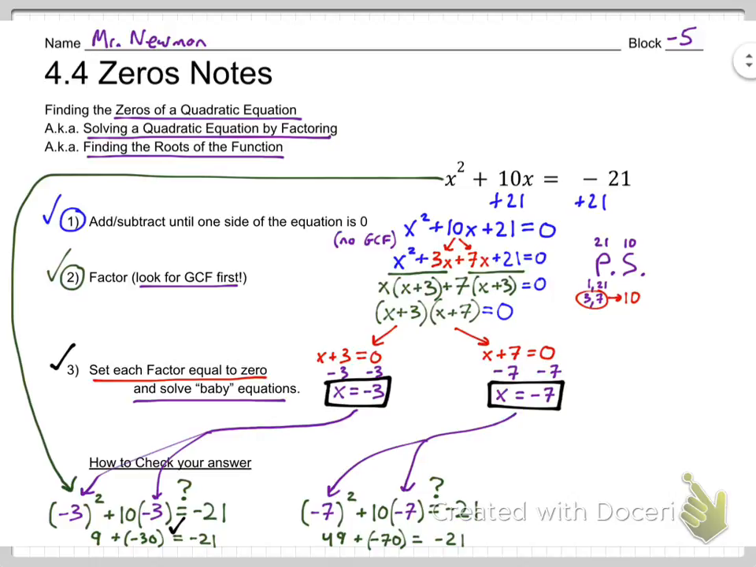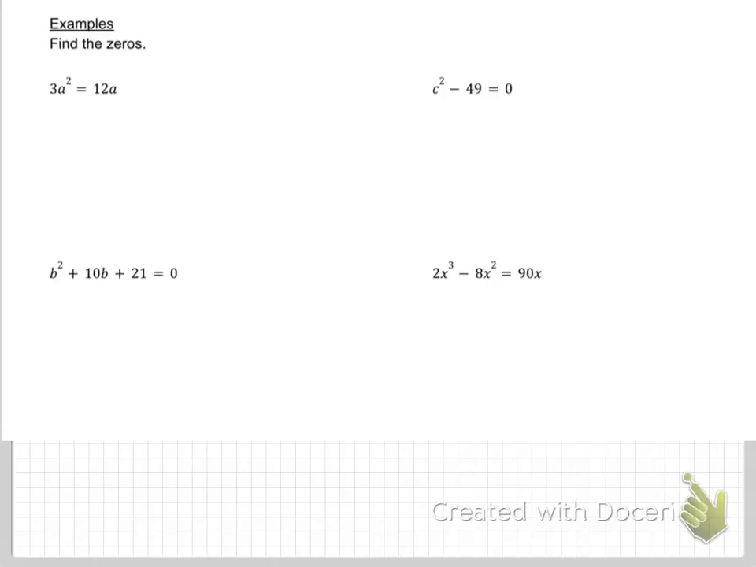These three steps, if you follow them, as long as you know how to factor, will get you the solution for any of the zeros where I ask you to factor to find the zeros. But, of course, factoring can look a little bit different, so let's just make sure we know how to do different types of problems. I'm going to show you a few other types of problems here, these 4 examples, and then you'll have some practice on the back to do.